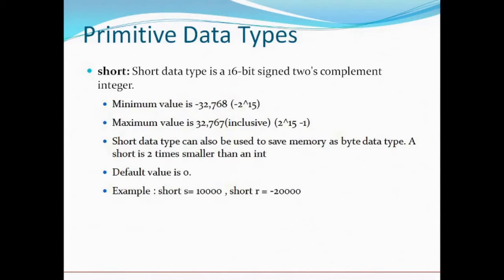The short data type can also be used to save memory like the byte data type, but it stands midway between the byte and the integer. A short data type can also store the sign. In byte also, it was one of those data types that can store sign, and a short is 2 times smaller than int.